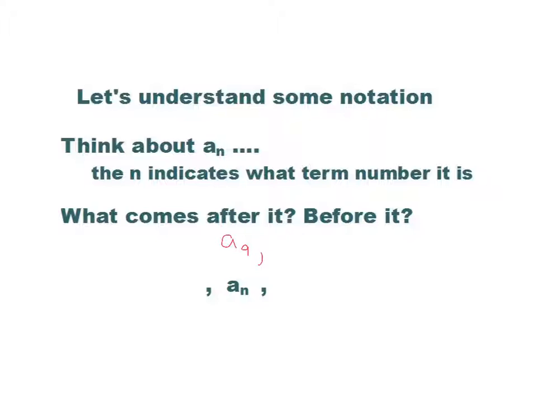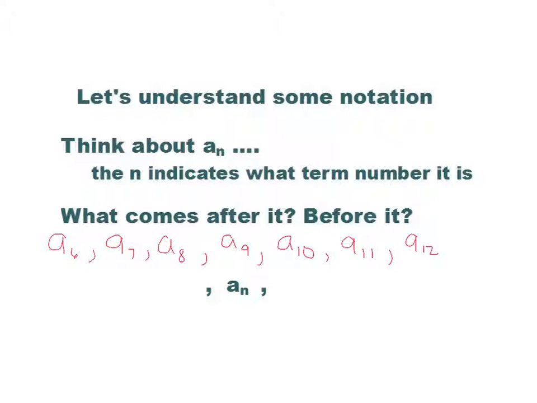So what would be the term after it? Well, it would be the 10th term. And after that would be the 11th term. And after that would be the 12th term. What would be before that? Well, it would be the 8th term, and then the 7th term before that, and the 6th term before that. Okay, those numbers, that makes sense. That's easy. It's trickier when you have n's sitting in there.